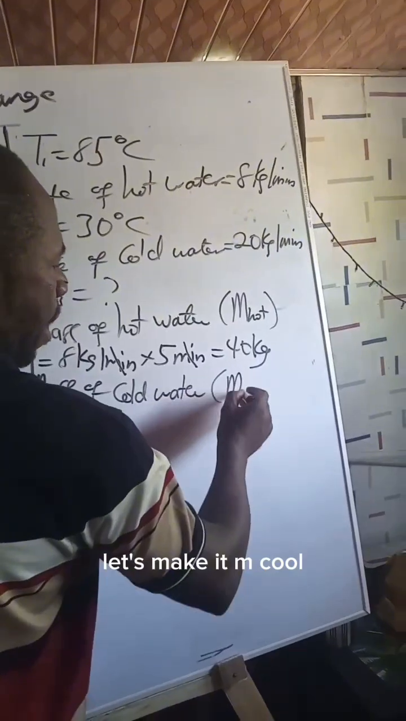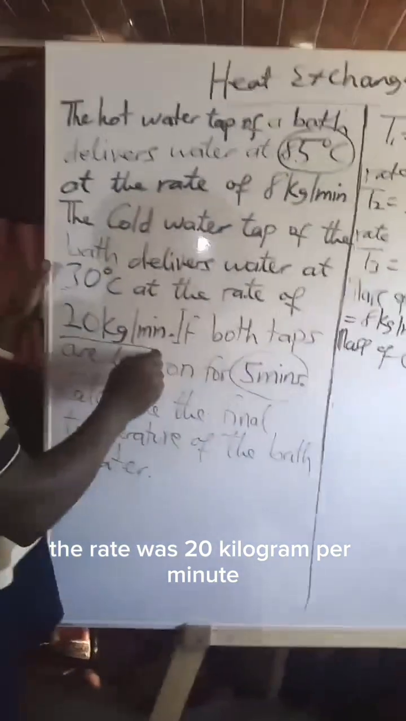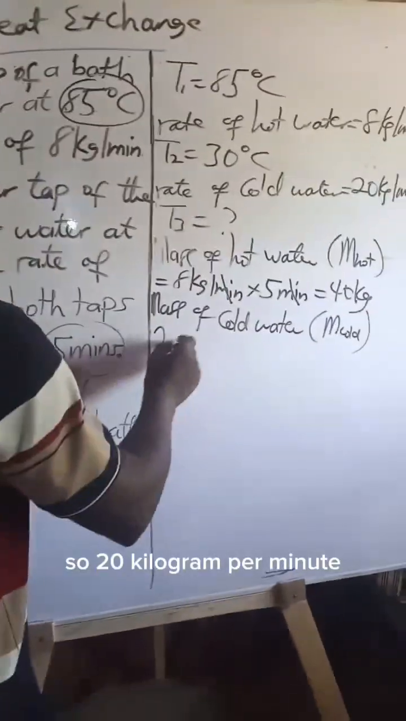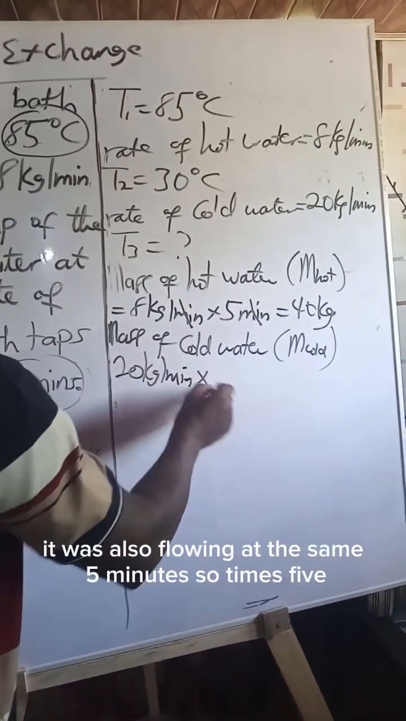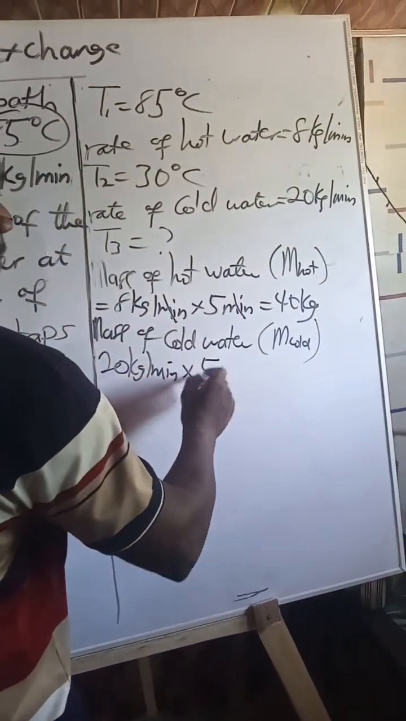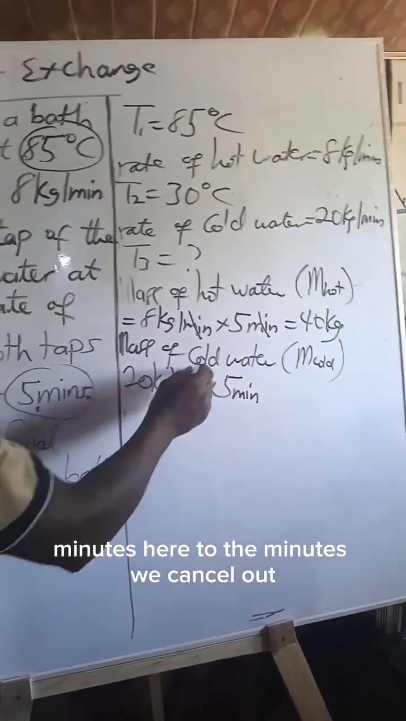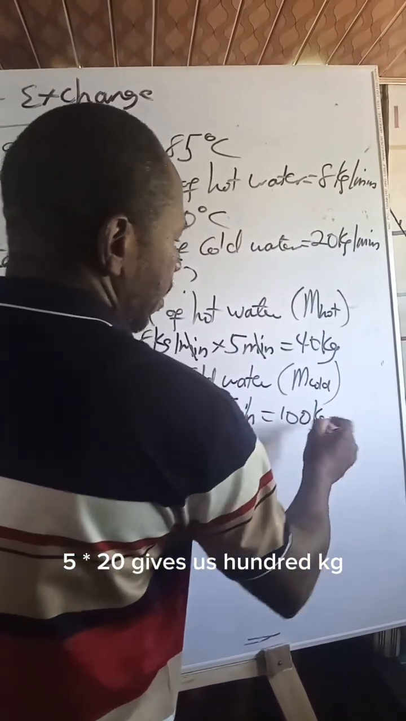Let's go to the mass of cold water. Let's make it M cold. The rate was 20 kilogram per minute. It was also flowing for the same 5 minutes. So times 5 minutes. Here too the minutes will cancel out. 5 times 20 gives us 100 kilograms.